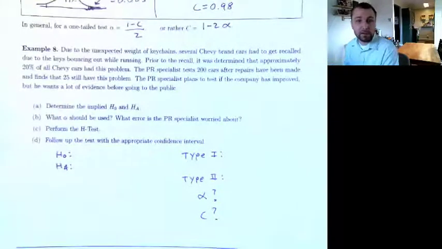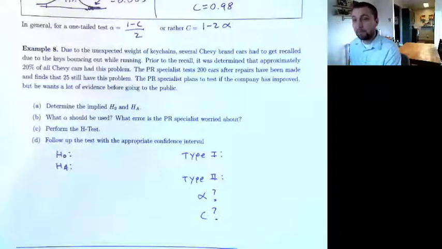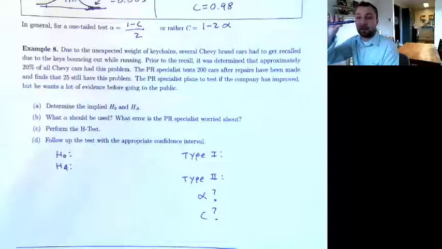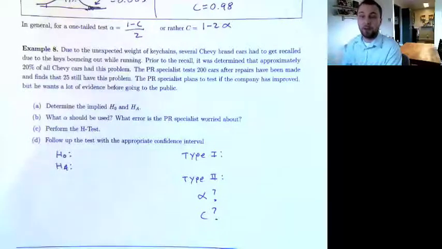So due to the unexpected weight of keychains, several Chevy brand cars had to get recalled. This actually happened to me. What happened is the weight of the keys would actually jangle out the key from a running car. So my car would still be running, but I would not have a key in it. Luckily, this didn't happen to me, but it happened to a lot of people throughout the nation.